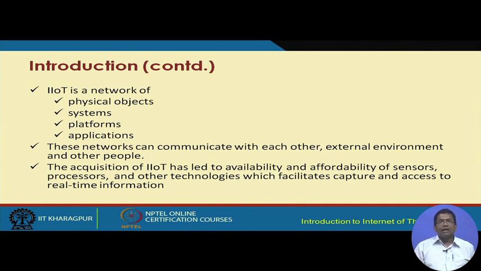The adoption of IIoT has led to the availability and affordability of sensors, processors and other technologies which facilitate capture of and access to real time information. All these IIoT devices, and the sensors wherever they are deployed, have become affordable and readily available nowadays, along with different processors, other computing devices and technologies. They capture a lot of data and offer the data in real time for further analysis, making things much more efficient from the data that is collected.